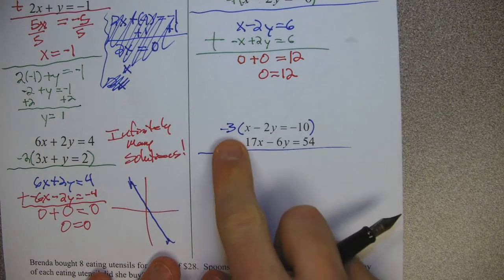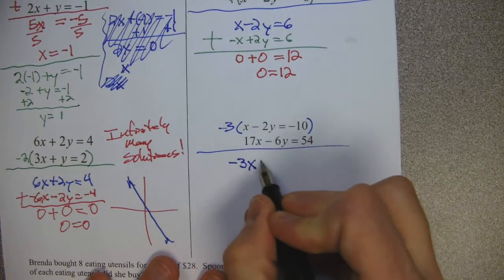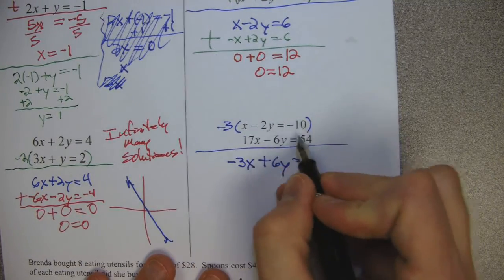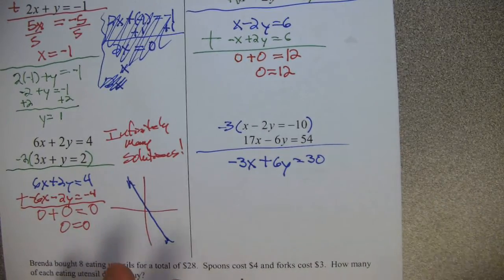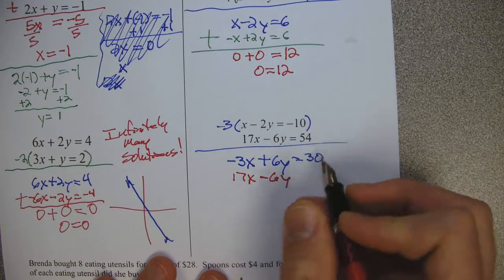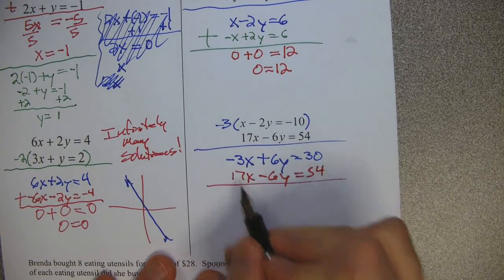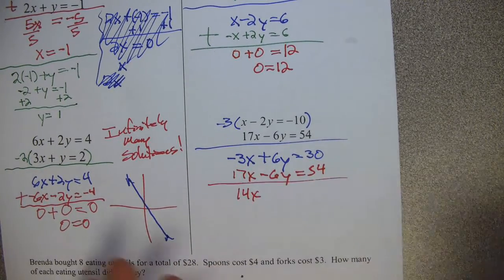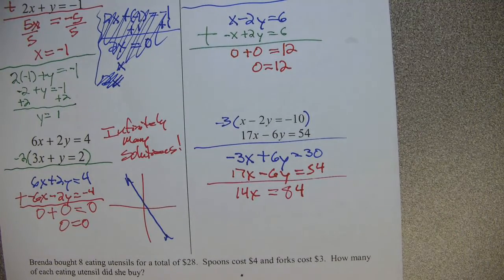So let's write it out. The top equation will change, -3x, a positive 6y, because notice negative times negative is positive, and then a negative times negative also positive, so in this case positive 30. This bottom equation won't change. So the 17x stays, the -6y stays, the 54 stays. Let's add them up. -3, positive 17, that is 14x. Positive 6, -6, those cancel out. That leaves me with 84.